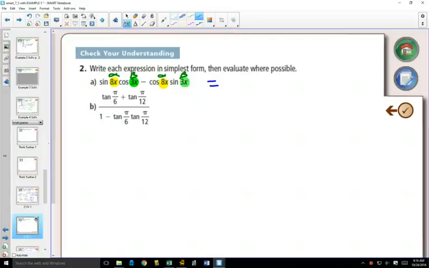We got our alpha and a beta. Do we have a formula that matches up with this? Yes. It is the sine alpha minus beta formula. So we can write this as sine 8x minus 3x, which is just equal to sine of 5x. We can't evaluate this because there's a variable in there, but that is a lot simpler looking than what it was to begin with.